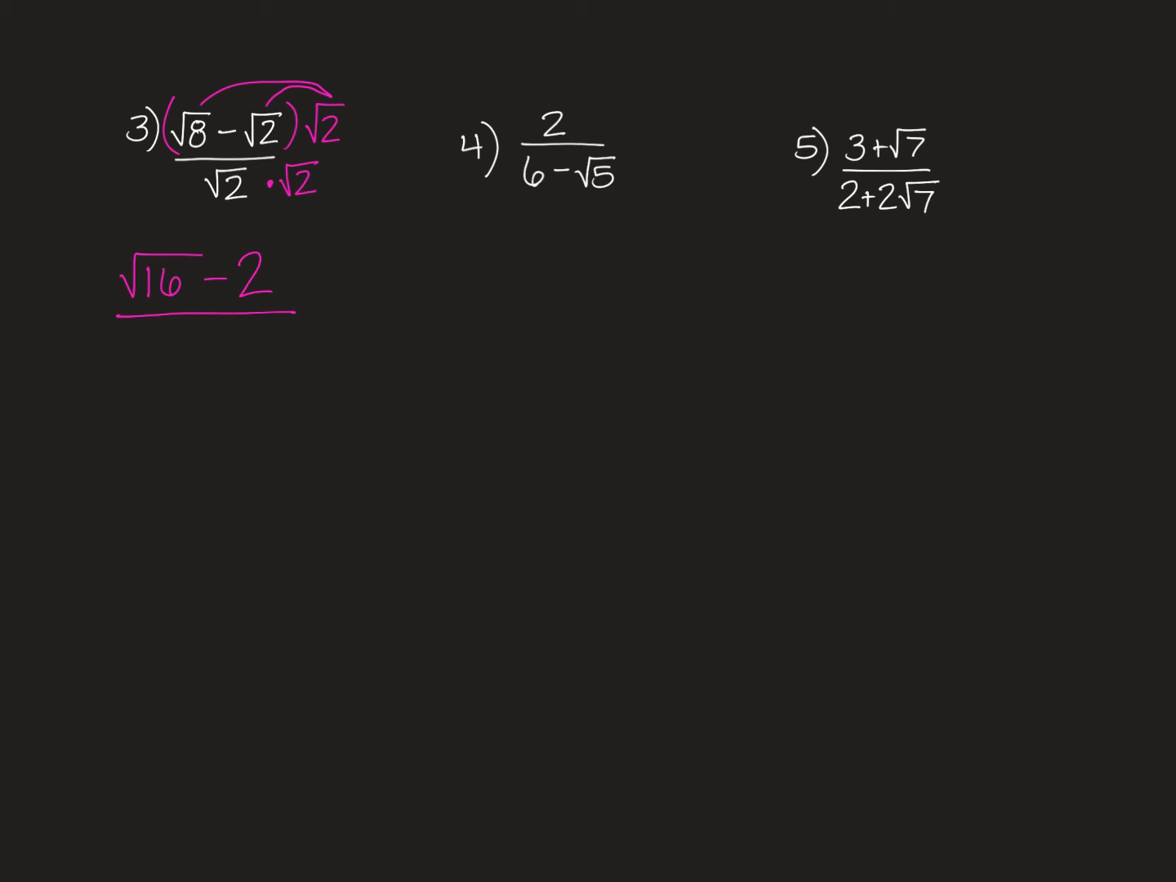Same thing in the denominator. Square root of 2 times square root of 2 is 2. The square root of 16 is 4, so we have 4 minus 2 divided by 2, which will give us 2 divided by 2, which is 1.